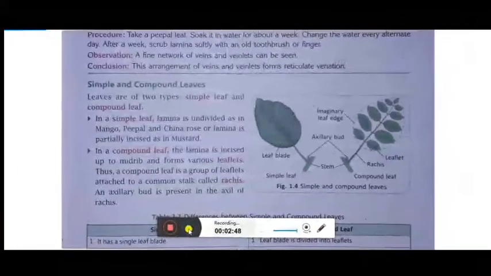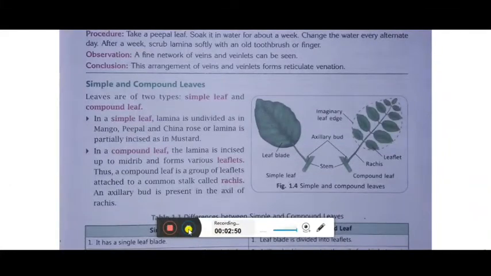Now children, another topic in your book is simple and compound leaves. Leaves are of two types, simple leaf and compound leaves. As you see here in the picture, the simple leaf is given over here. It is directly attached with the stem part, and you can see a broad lamina is there. So this is called the simple leaf.